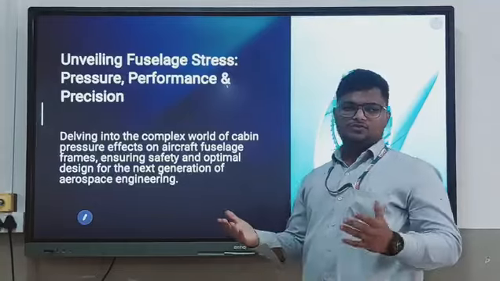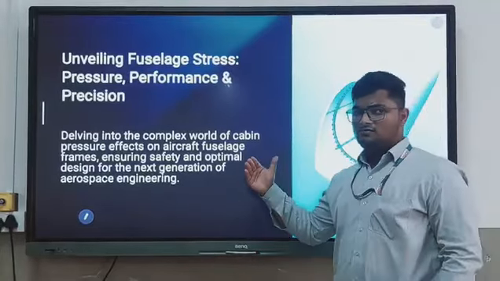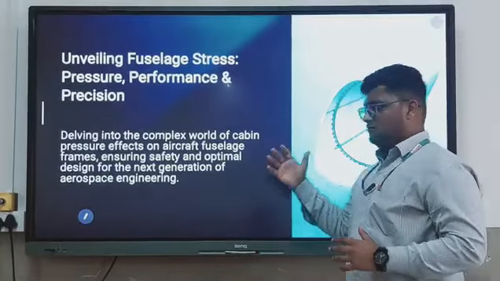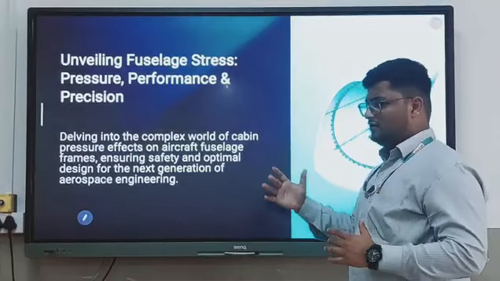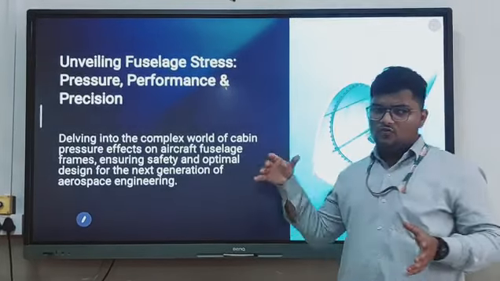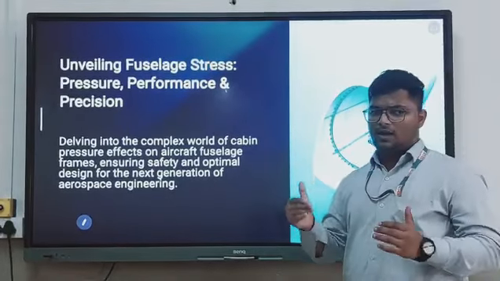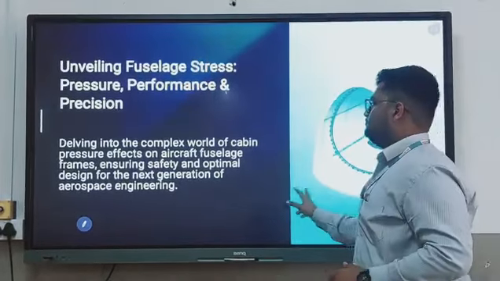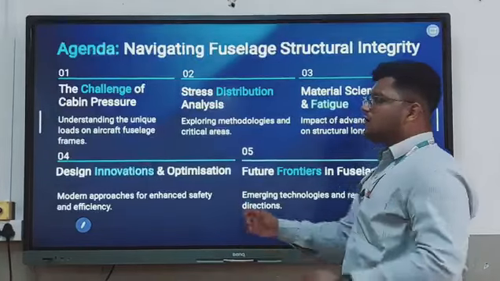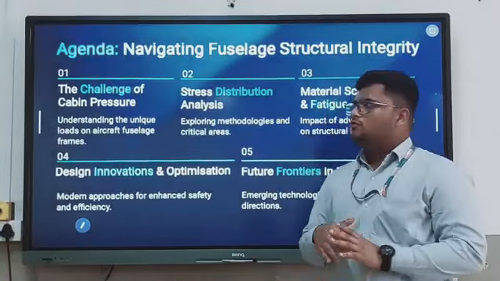So we are going to see into the cabin pressure that affects the cabin or the fuselage of the aircraft. We are going to see the loads that apply on the cabin. So what are we looking for?